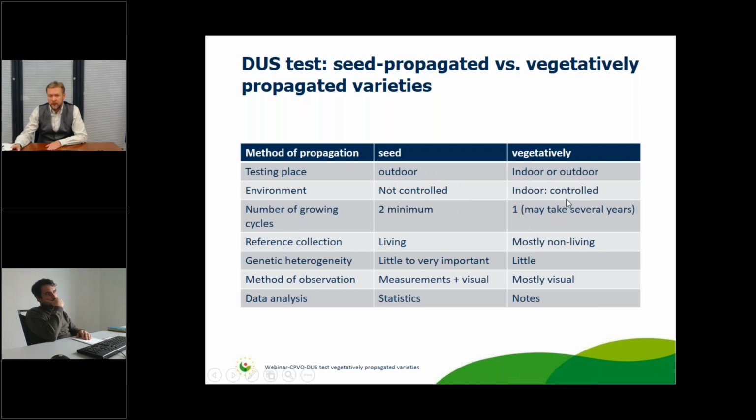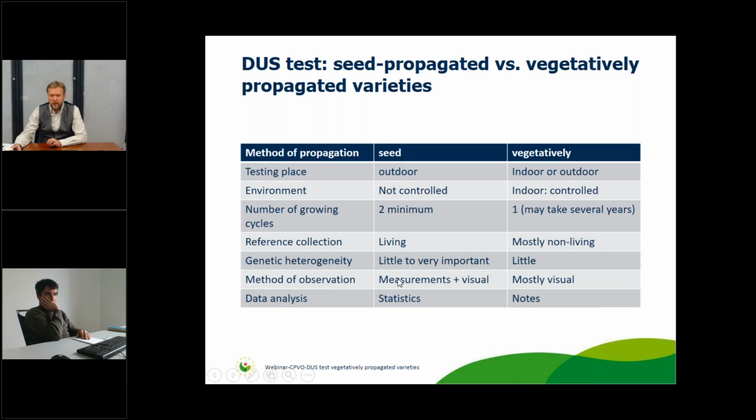For vegetatively propagated varieties, if they are grown indoors, we work under controlled conditions, meaning that often we can live with one growing cycle. For seed propagated, we have always at least 2 growing cycles. To be noted, for trees, for instance, even though we have only 1 growing cycle, it may take several years. For the majority of ornamentals, we are indeed able to finish the growing cycle within 1 year. For seed-propagated varieties, there is a living reference collection maintained at the examination office. For vegetatively propagated varieties, this is mostly not the case. The reference varieties will be ordered each time when there's a need.